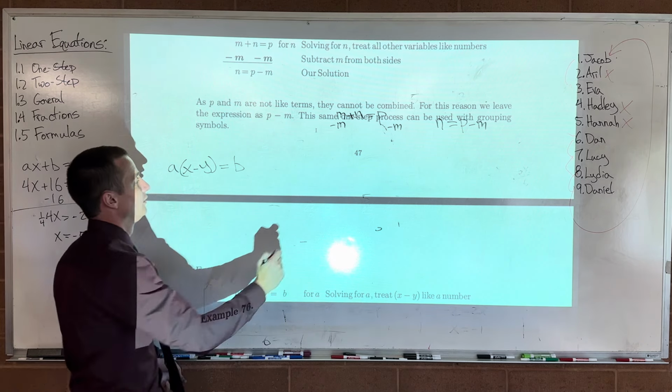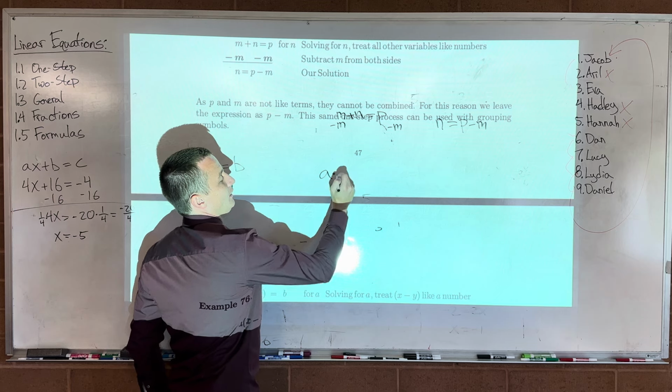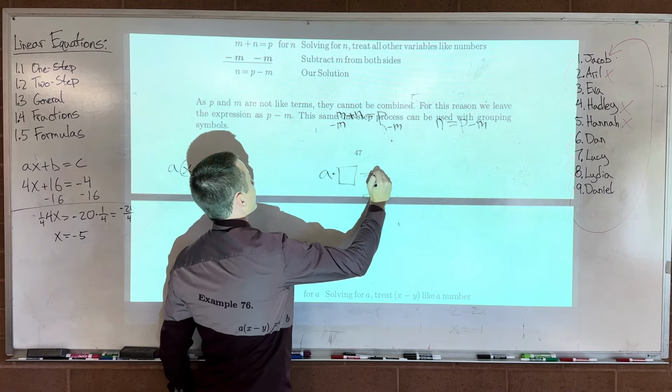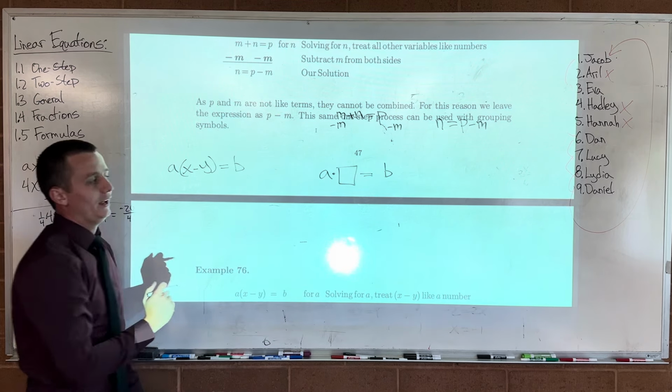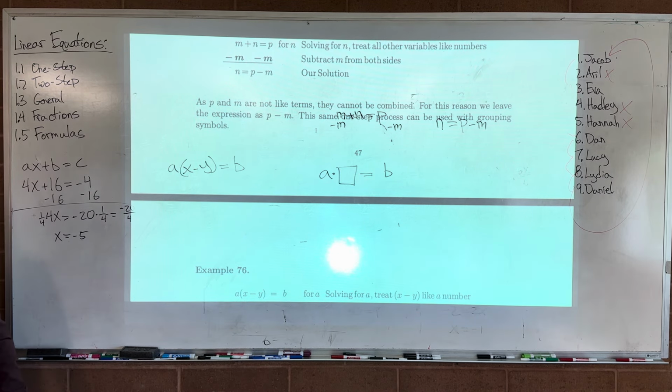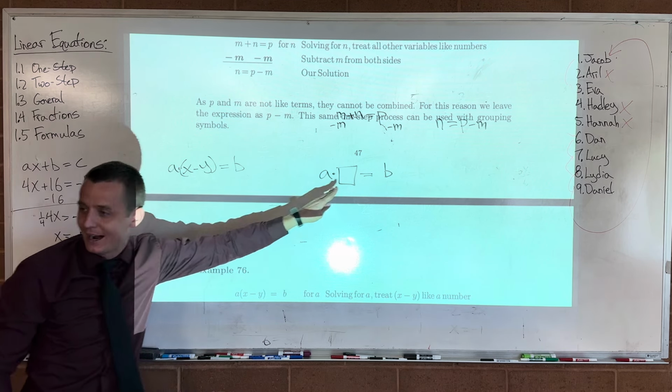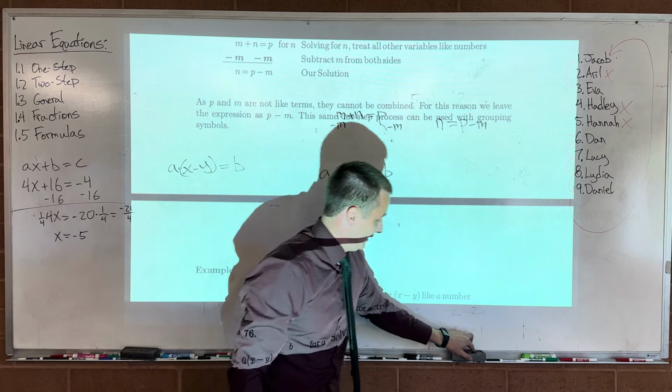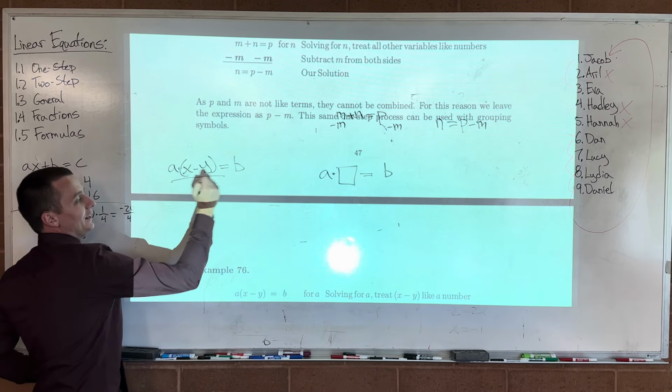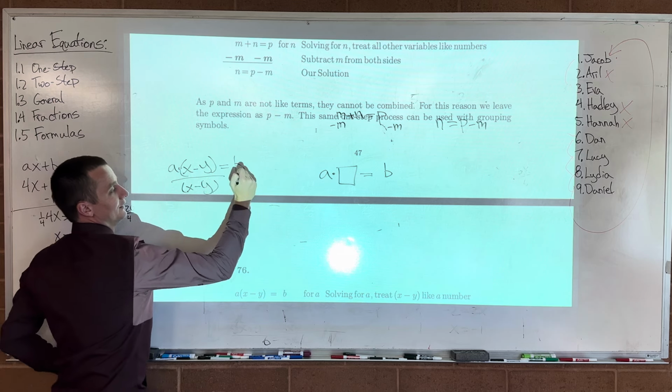Imagine for a second if I have a times square is equal to b. How do I figure out what a is? Divide by square. Right. So if I have a times x minus y, I'm going to divide by your x minus y. We want the a divided by the other thing it's multiplied by. So we're going to divide by x minus y on both sides.